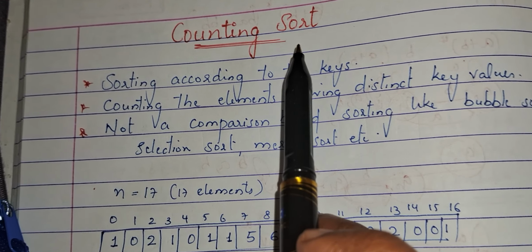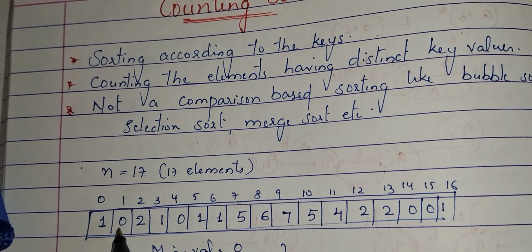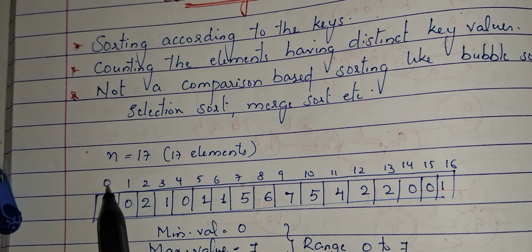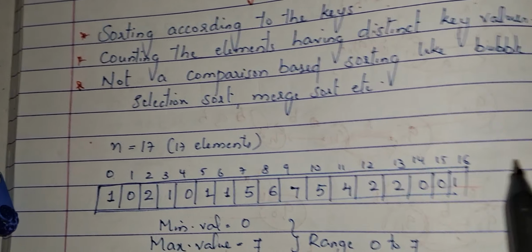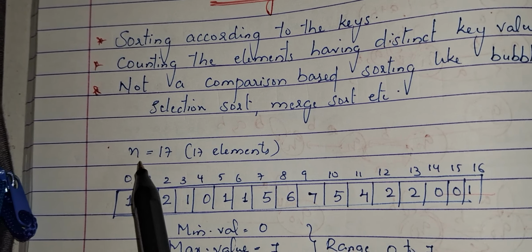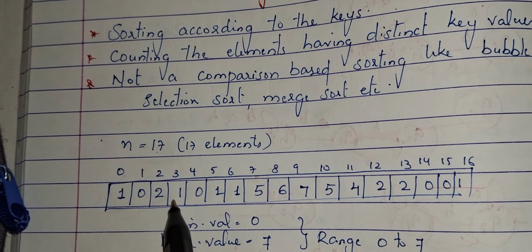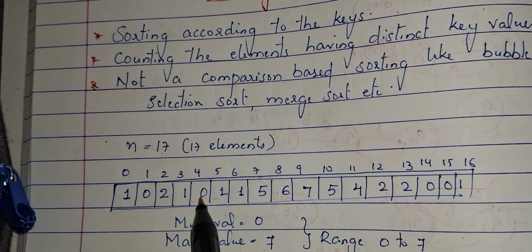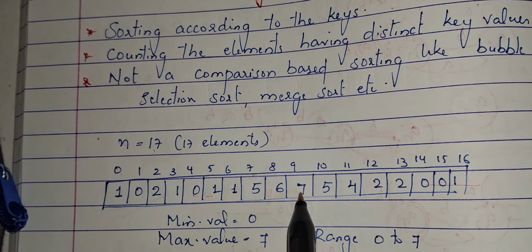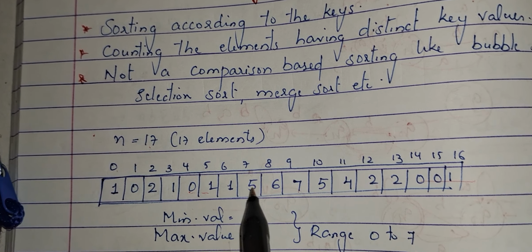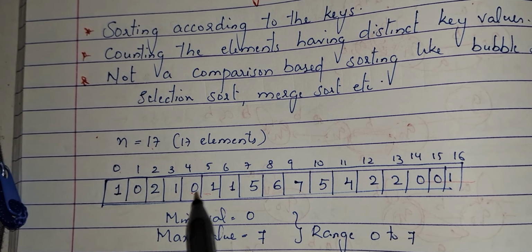Here I am going to take one example. This is our array. It consists of 17 elements, so the index varies from 0 to 16. So the total number of elements, n, equals 17. Which is the minimum value here? Here 0 is the minimum value and the maximum value is 7. So the count will vary from 0 to 7.